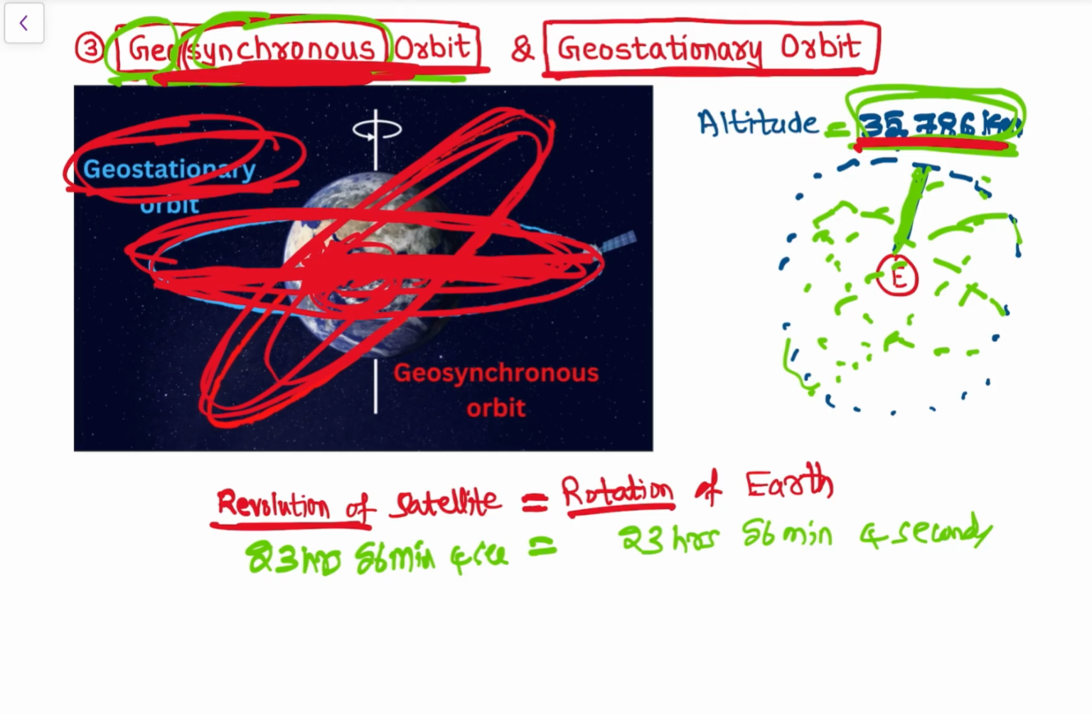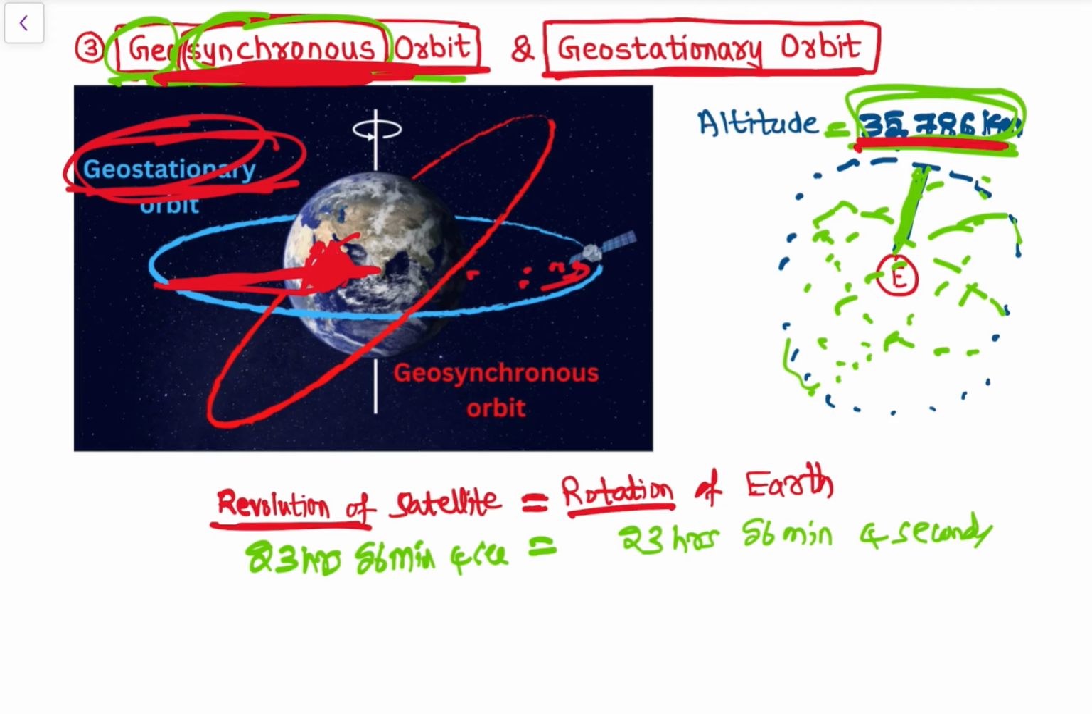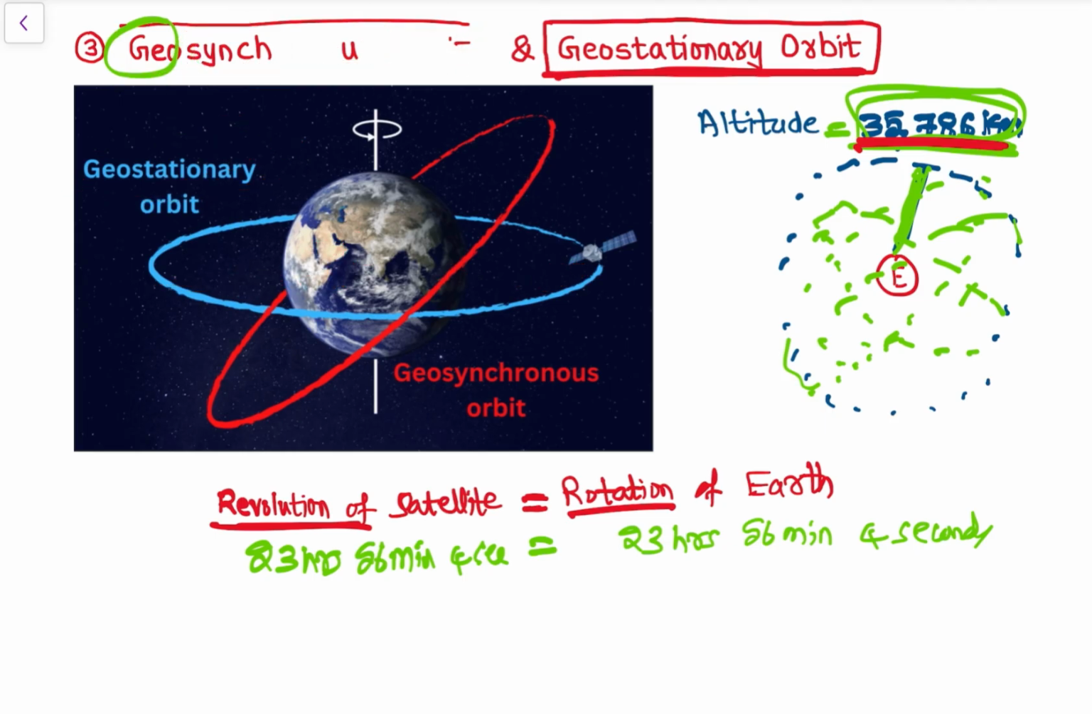And as the Earth revolves from west to east, the satellites in these orbits will also move the same way. So that is with respect to geostationary orbit and geosynchronous orbit.